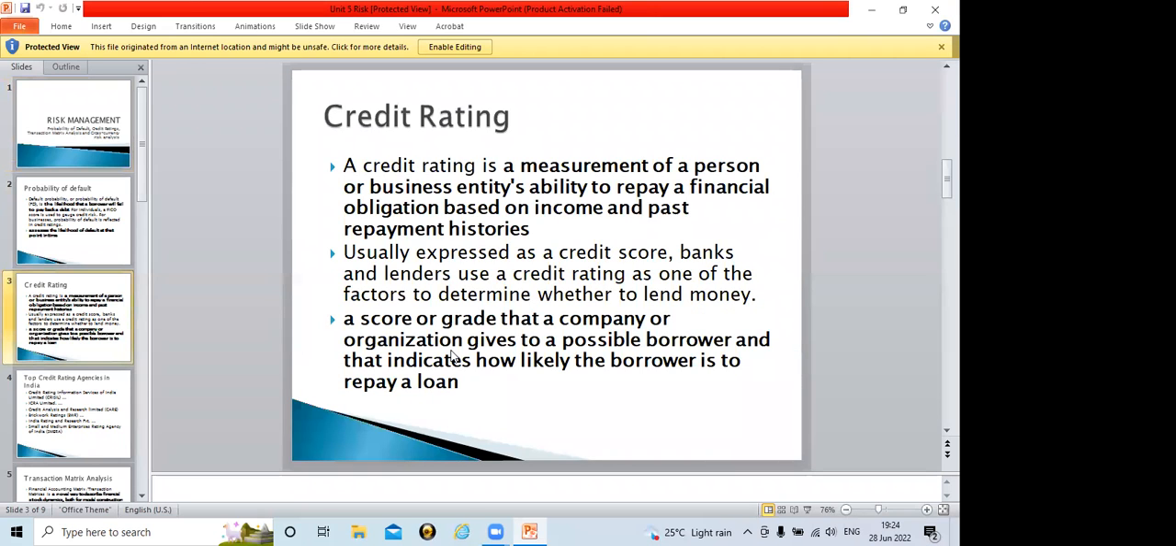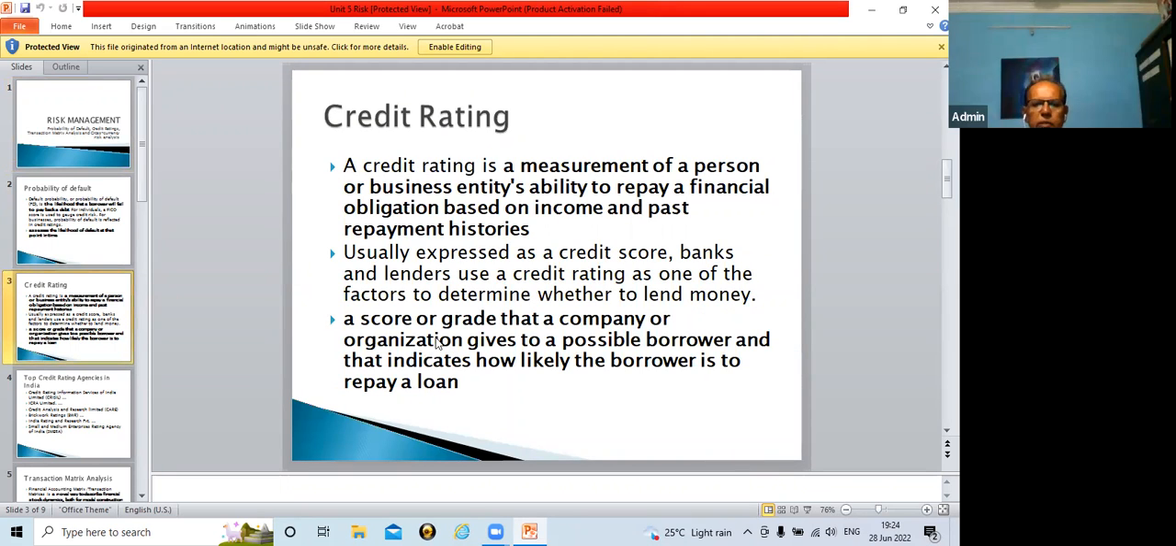Yes, sir. Now, the next paragraph, that is the third paragraph: a score or grade that a company or organization gives to a possible borrower, and that indicates how likely the borrower is to repay a loan. So such a score is given to the possible borrower, meaning the next borrower, and that indicates how likely the borrower is to repay a loan. And on the basis of that, the financial institution will come to know how the borrower will repay a loan.